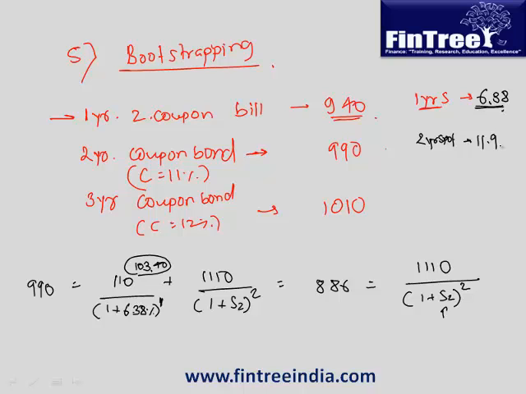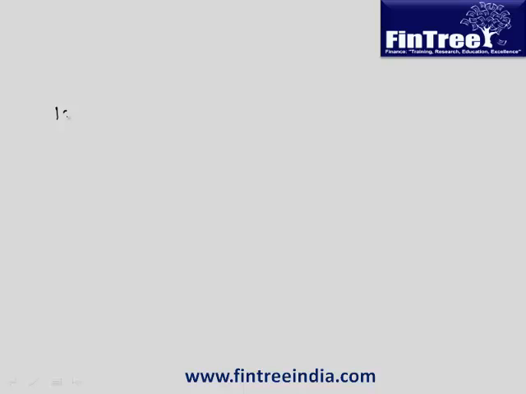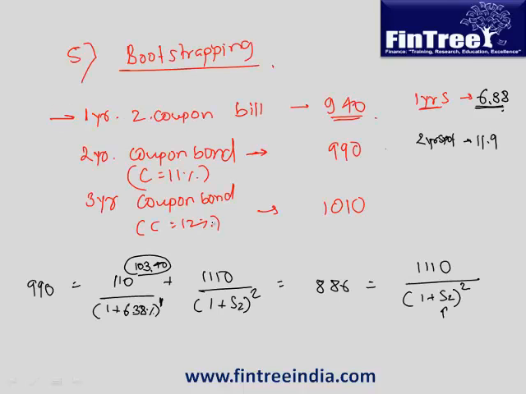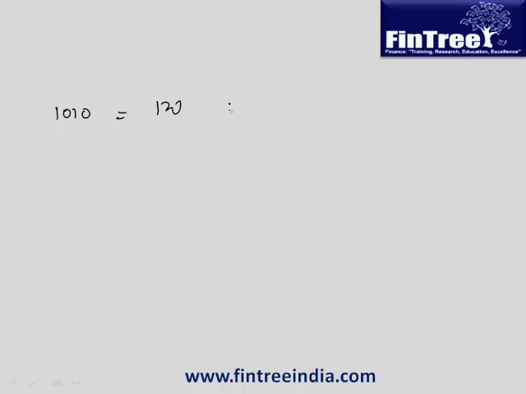Are we here together? Is it difficult? Easy? Okay. Now a 3-year spot rate using the first 2 spot rates. So look at this bond properly. 1010, the bond value is 1010. So 1010 is equal to, what is the coupon rate? 12%. So 120 plus 120 plus 1120. The first cash flow should be discounted with which rate?